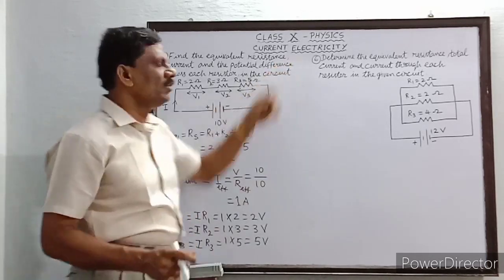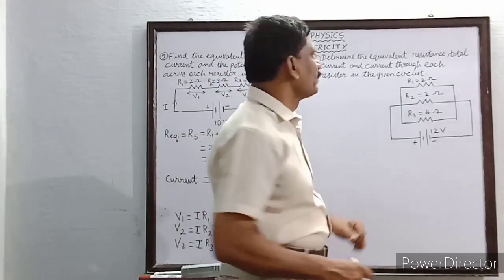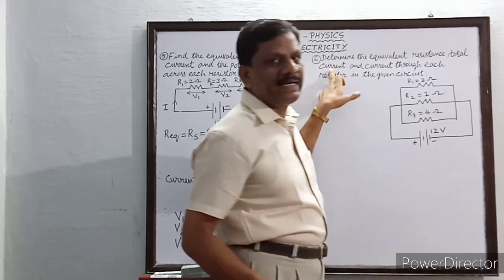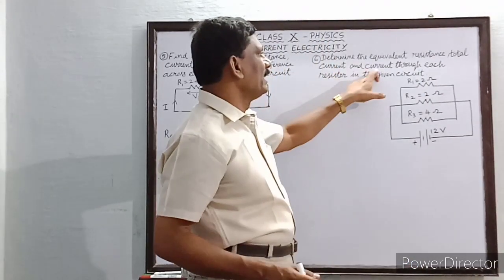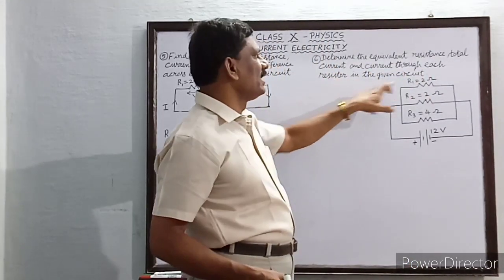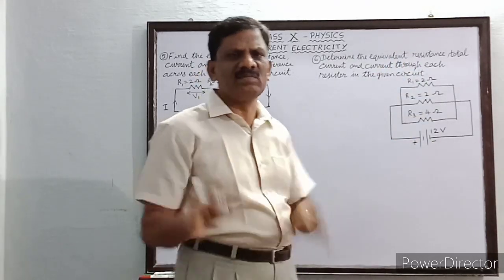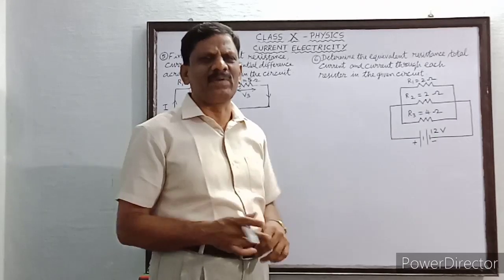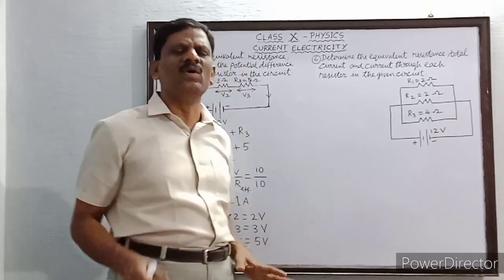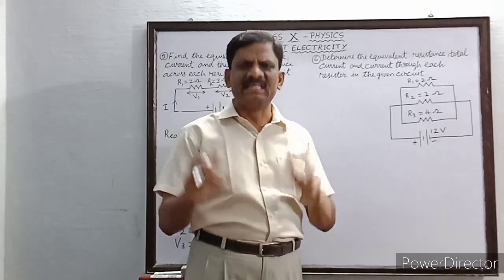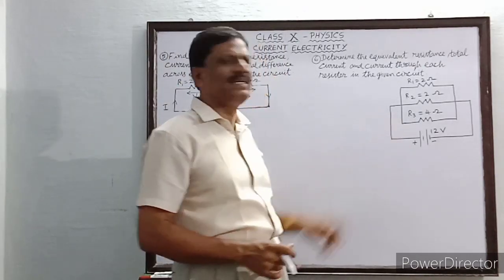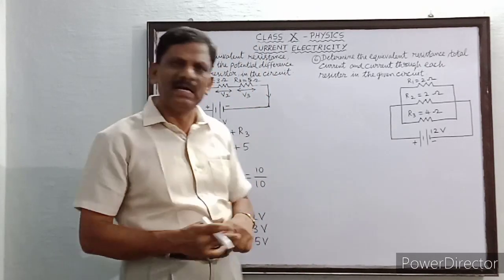Okay, good. Now you look at problem number 6. Determine the equivalent resistance, total current and the current through each resistor in the given circuit. These are some competitive exam problems. You have to practice such problems. If you practice more problems, you will be thorough and the answers will be at your fingertips, so that you will do any competitive exam successfully. In NTSE and all, this type of problems only are being asked.